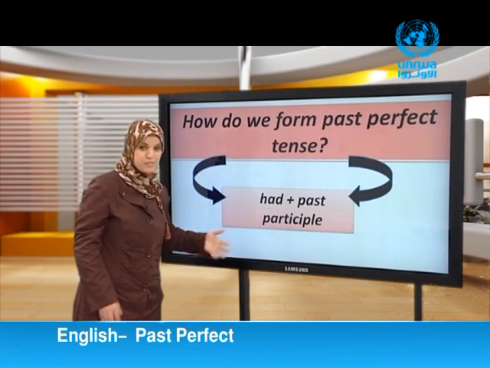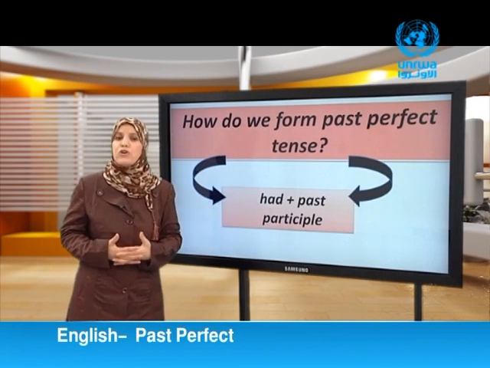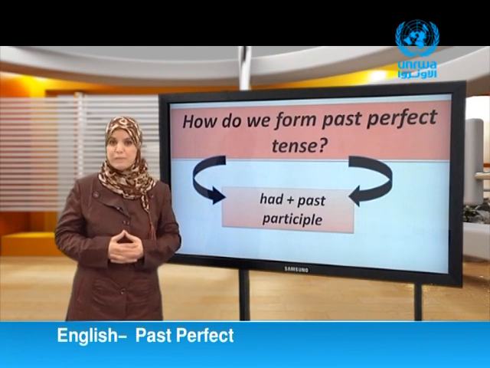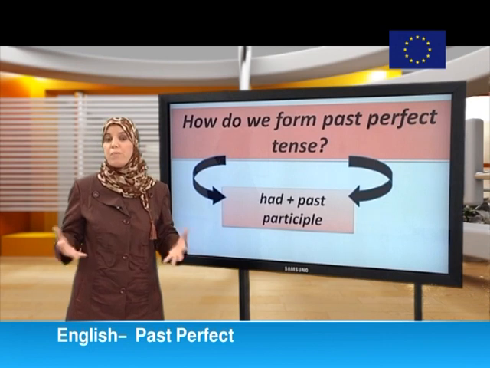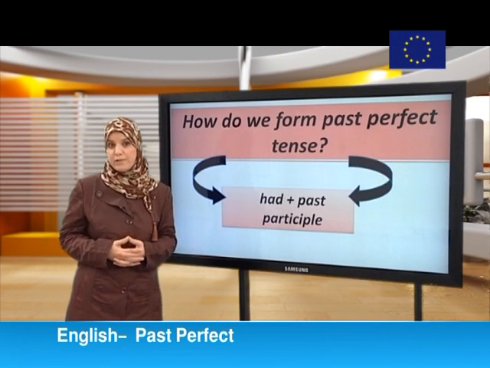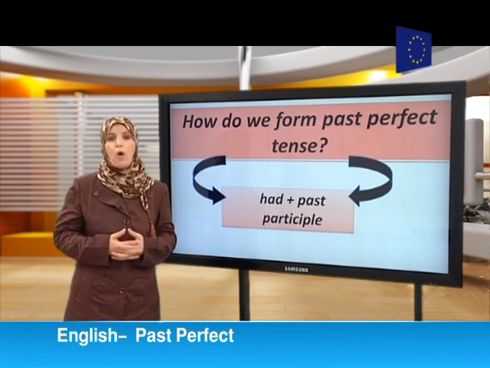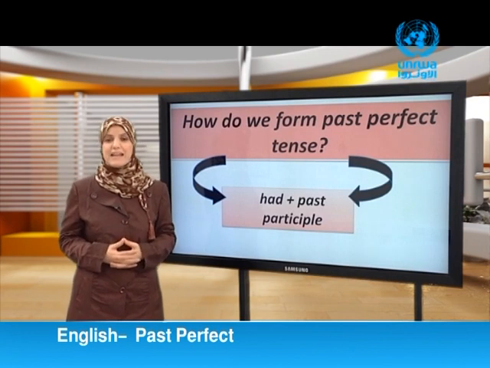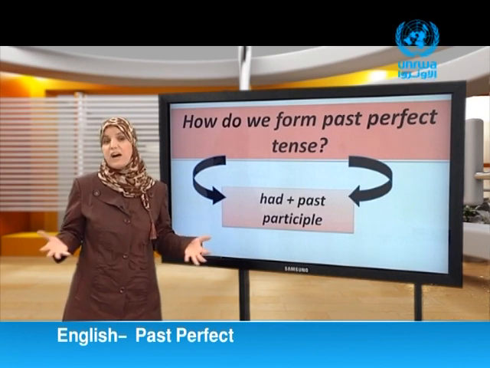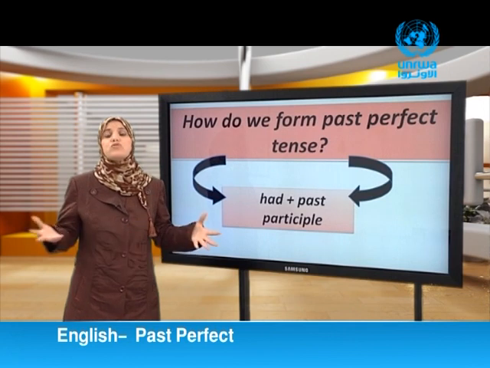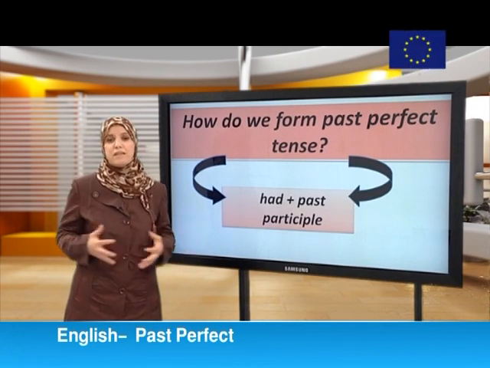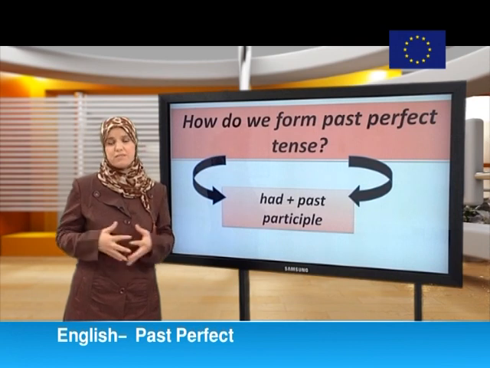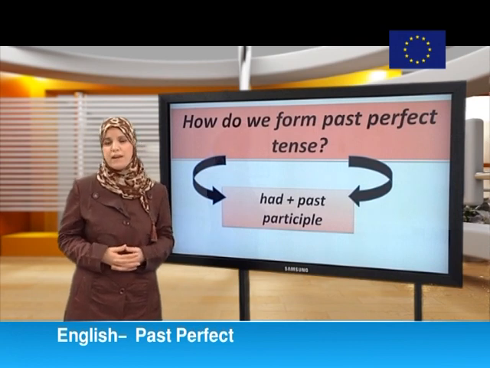The past participle, remember, most verbs form their past participle by adding ed to the end of the verb. We call them regular verbs. For example, the past participle of walk, walked. Play, played. But some verbs are irregular. They have different forms. For example, the past participle of eat is eaten, of read is read, of break, broken.